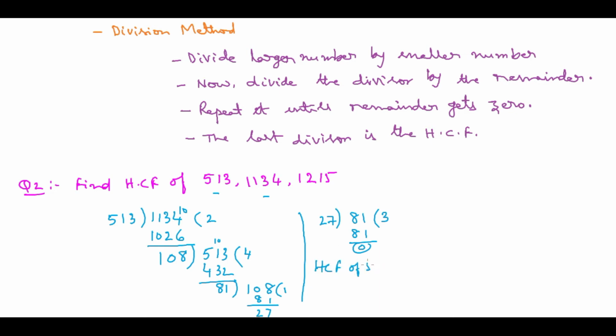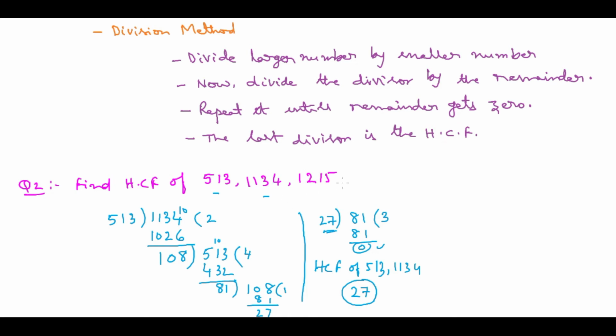That's all. So now I can conclude that the HCF of 513 and 1134 is 27. So this is the divisor. Repeat it until the remainder gets 0. So now I got 0. What is the last divisor? 27, and that will be the HCF.